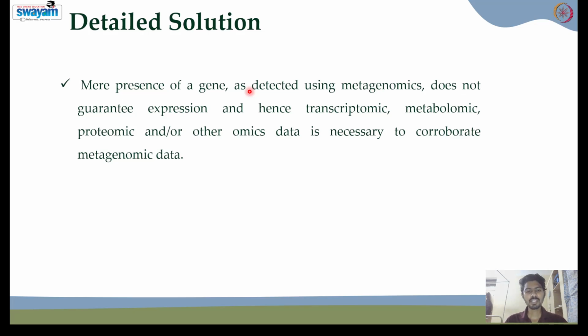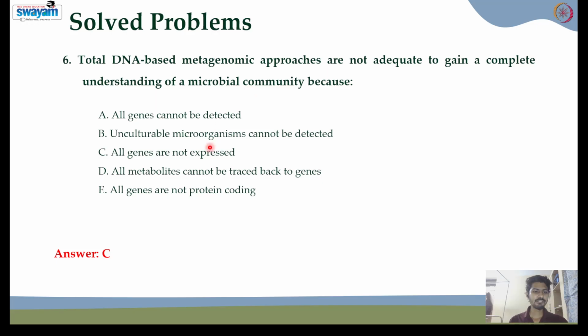So how do we measure or guarantee this expression? We have to use other omics data or omics techniques like transcriptomics, metabolomics, proteomics in order to gather more data on this expressed gene. So here we could identify the genes. Genes can be identified.